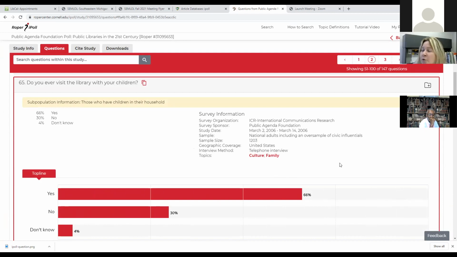But you can see, what did that mean, leaders and elites? The sample of the pollees, national adults, including an oversample of civic individuals. Okay, that's what it meant. That's how it got that leaders and elites designation.